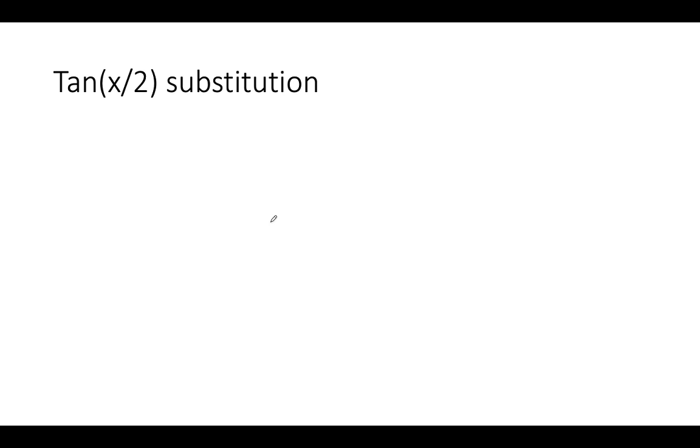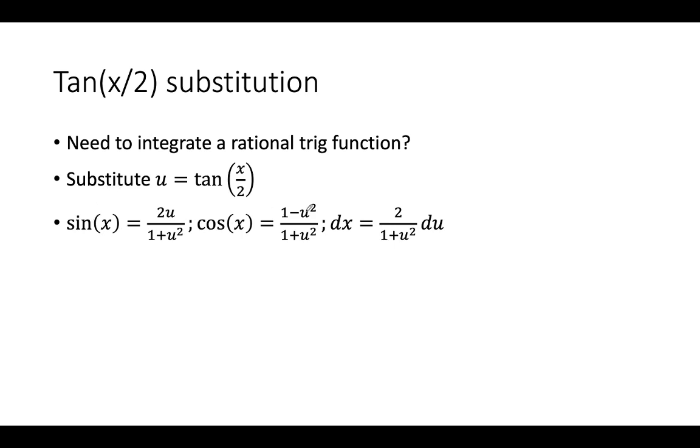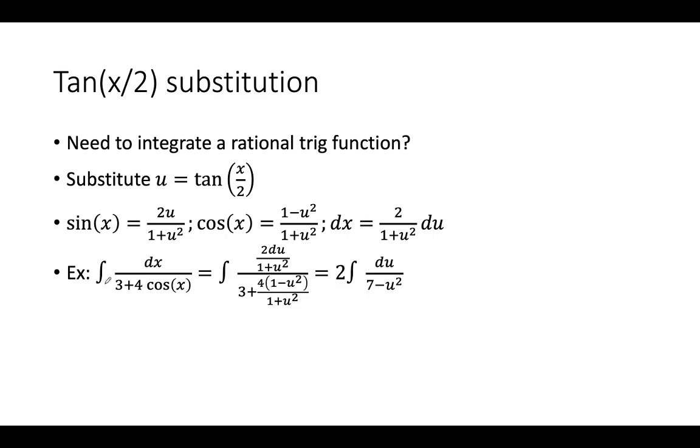Next one is a tan(x/2) substitution. Very straightforward. Want to integrate a rational trig function, do the substitution. It gives us these very nice properties of what sine, cosine, and dx are. And you'll see in this example, 1 over 3 plus 4 cosine of x. How do you integrate that? Well, just plug these in, plug and chug. And what you see is this 1 plus u squared will cancel. It makes these terms combine nicely, and we get 1 over 7 minus u squared, which you can do by partial fractions. Very tractable.